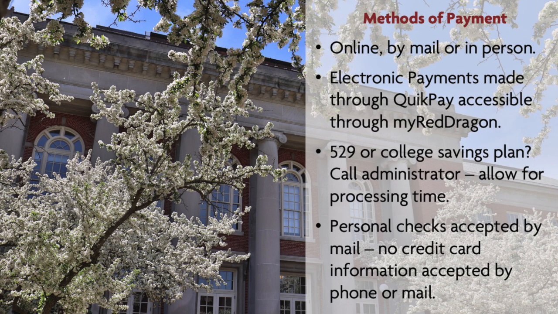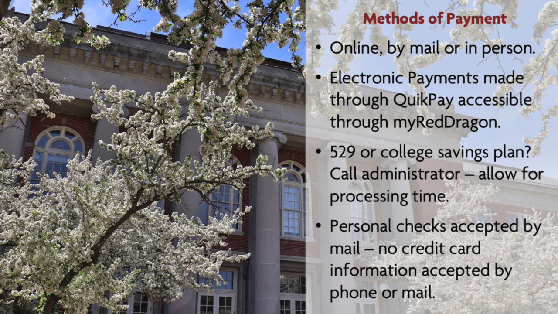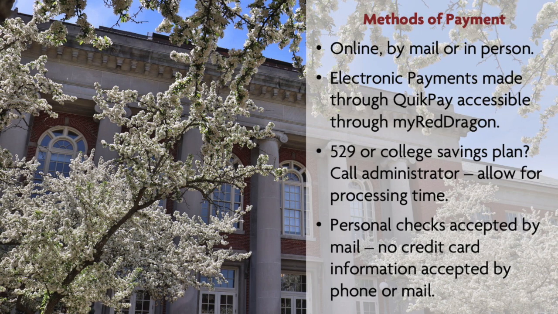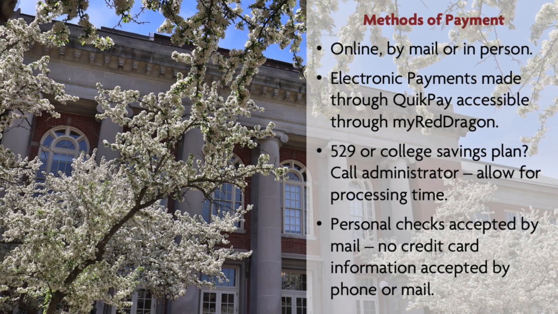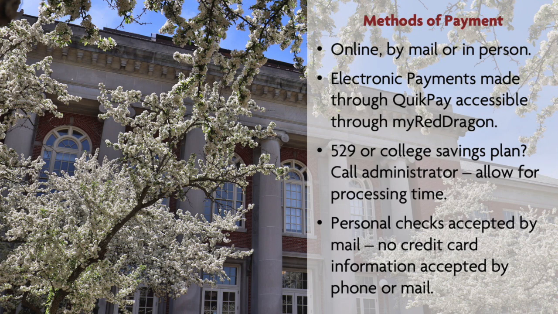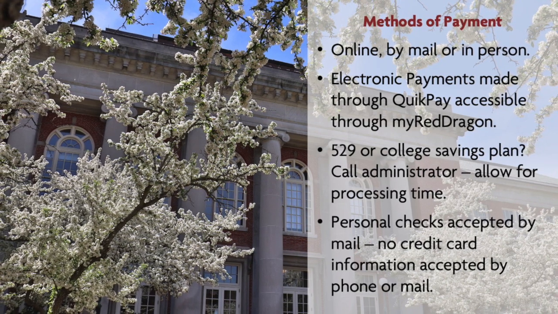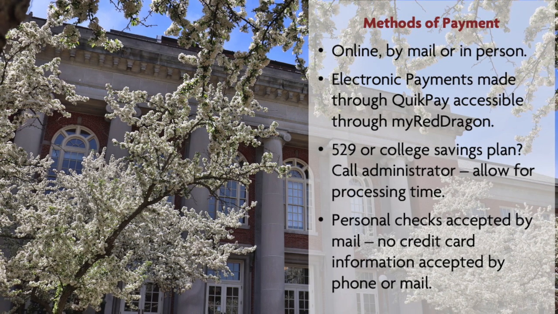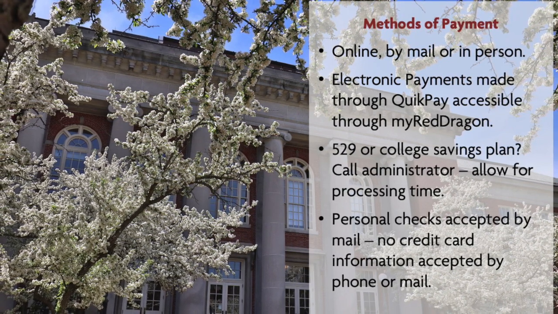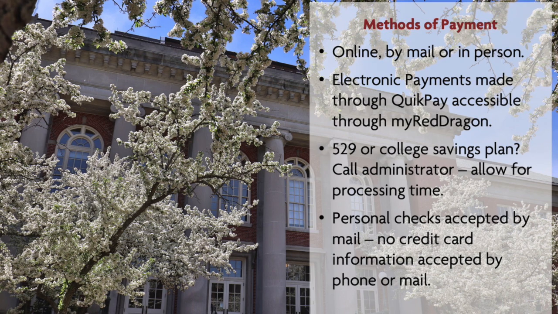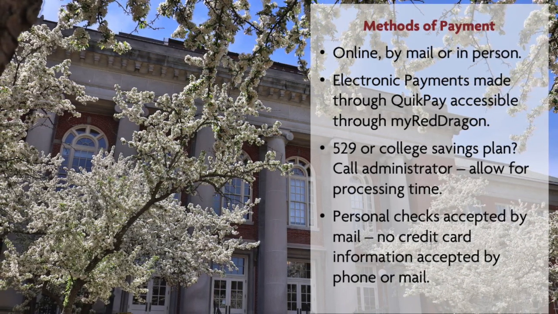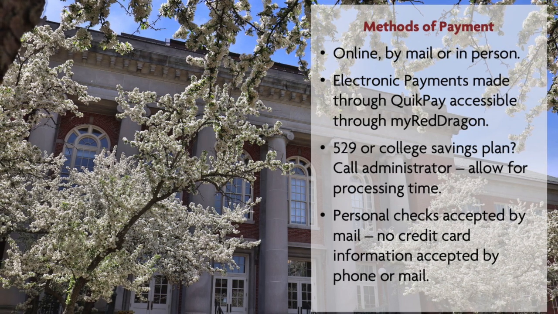The Student Accounts Office offers several billing options, online, by mail, or in person. Electronic payments can be made securely through the QuickPay option, which is accessible through the student's My Red Dragon account. QuickPay accepts major credit cards, or you can initiate an electronic debit from your checking or savings account. If you are planning on using a 529 college savings plan to make a payment, please contact your plan administrator for details and processing time to ensure payment is received by the billing due date.